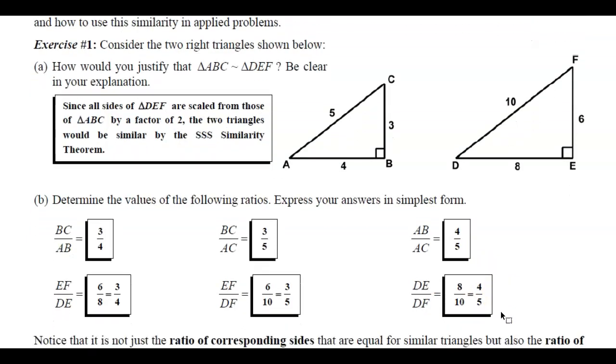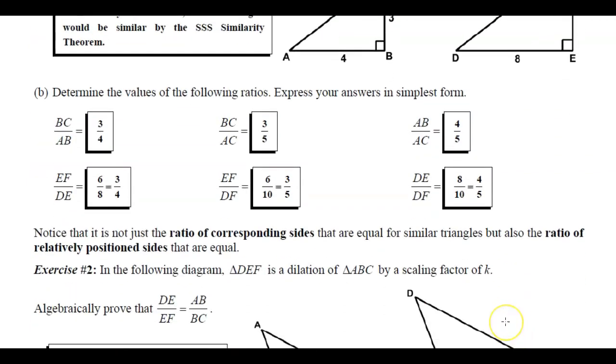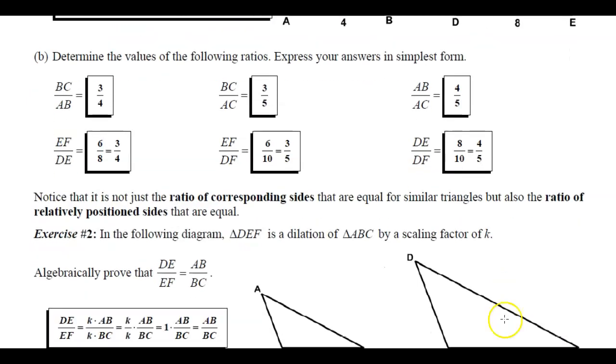So what we're seeing here is that the ratio of the corresponding sides is not only equivalent between the two triangles, but also within the triangles themselves. So all of those relatively positioned sides are going to end up having the same ratio when the triangle is similar and dilates out or dilates in. All right, so that's going to be a key notion throughout this unit.